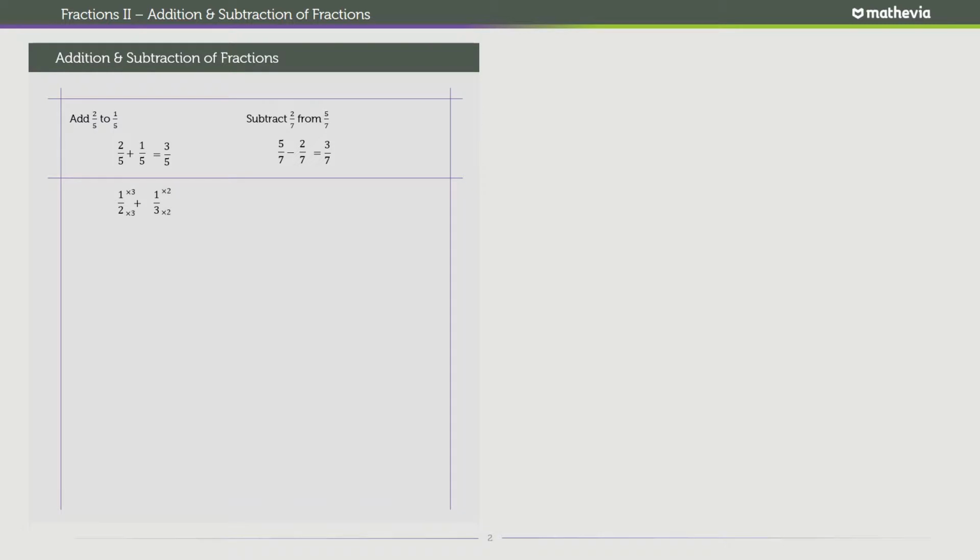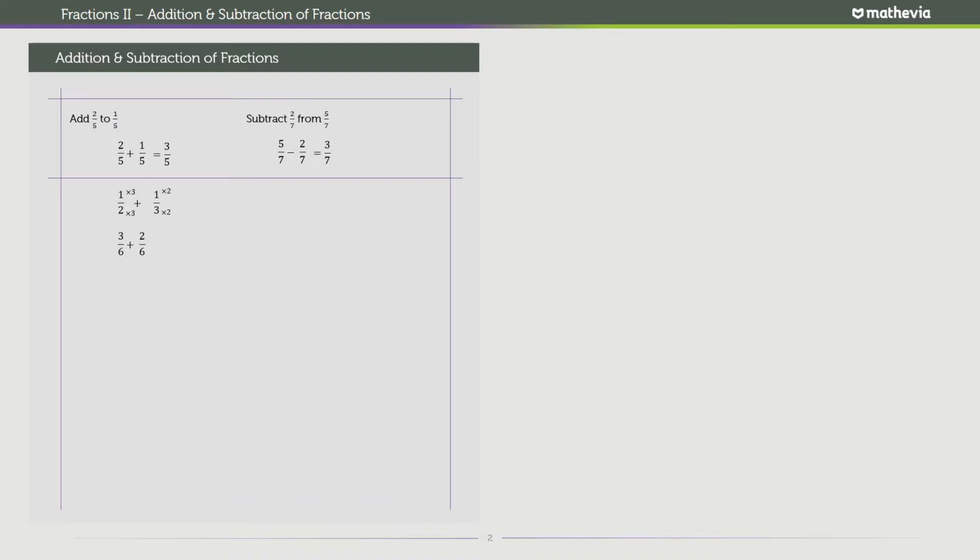So I'm going to multiply 1 over 2 by 3, okay? I'll multiply its numerator and denominator by 3, and I'll do the same for 1 over 3 with 2. So I'll multiply the numerator and denominator of 1 over 3 by 2, okay? And when I do that, I end up with 3 over 6 and 2 over 6. So 1 over 2 becomes 3 over 6. 1 times 3 is 3, 2 times 3 is 6. And similarly, 1 over 3 becomes 2 over 6. 1 times 2 is 2, and 3 times 2 is 6.